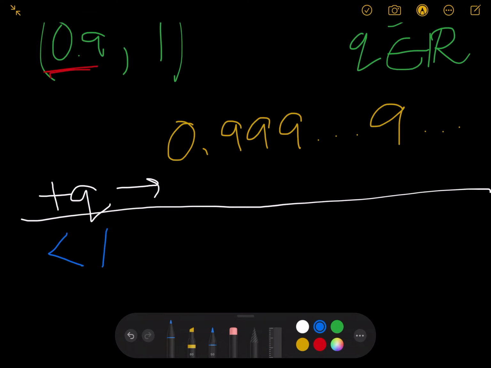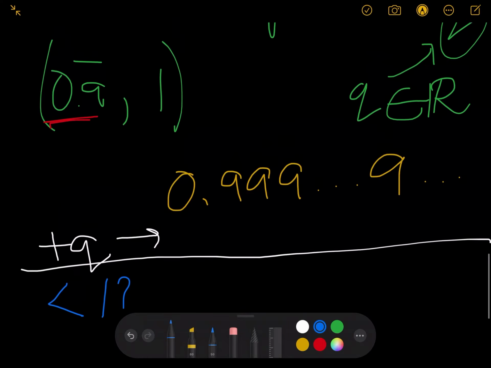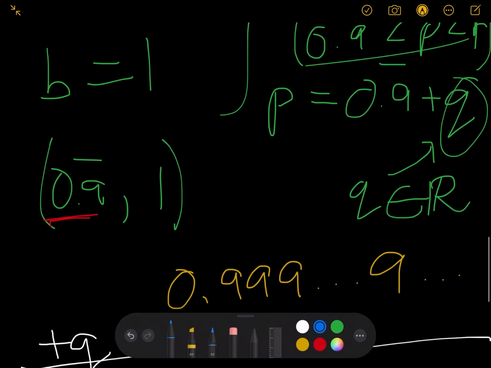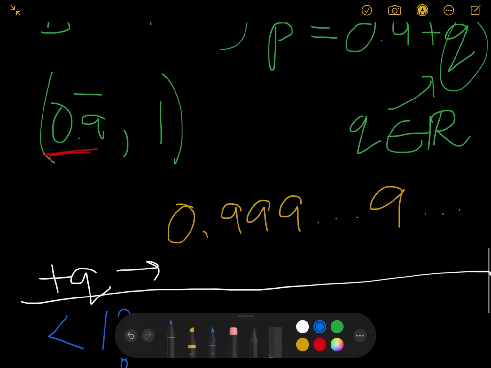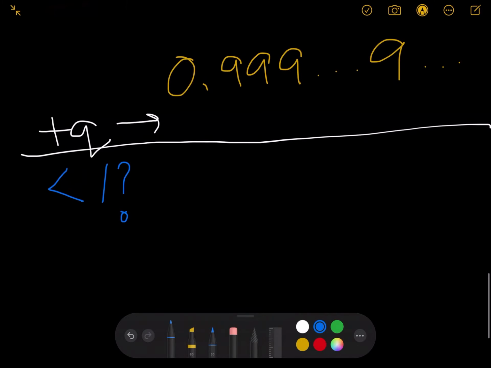less than 1, right? Because the premise is that p must be less than 1. So we're going to say that if q is anything other than 0, then p will exceed 1, which means that q will have to be 0, which means that p will not be greater than 0.9 with a bar. So that's really how we're going to approach this.